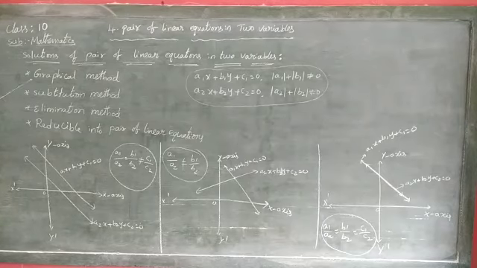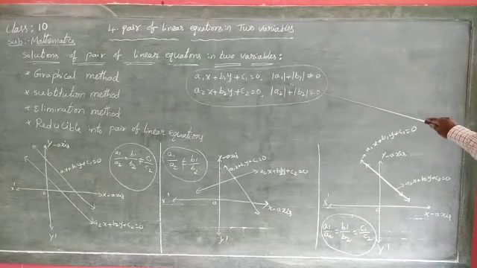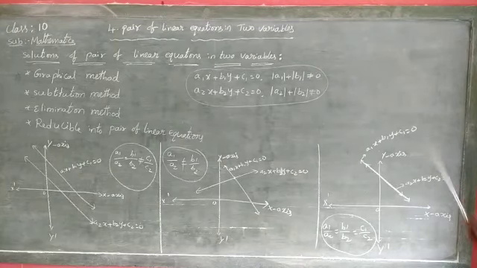Now, today we are discussing the graphical method. By using the graphical method, how can we find the solution of a given pair of linear equations in two variables, or system of linear equations? Yesterday in class we discussed that whenever we are given a1x plus b1y plus c1 equal to 0 and a2x plus b2y plus c2 equal to 0, both are represented as straight lines.